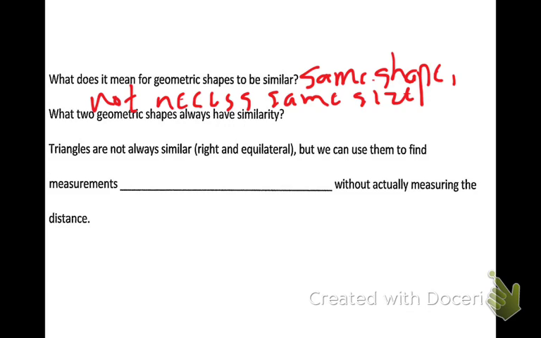What two geometric shapes always have similarity? Yes, square. One of them is a square. What's another one? Anybody know? Zach? Rhombus. Nope. Lily? Circle. Square and circle.